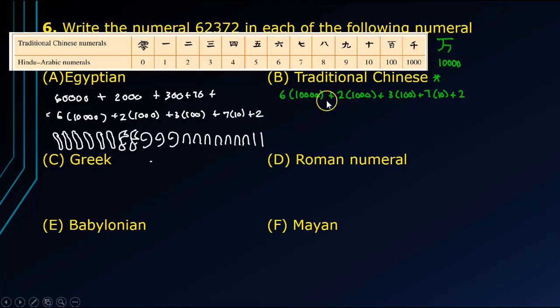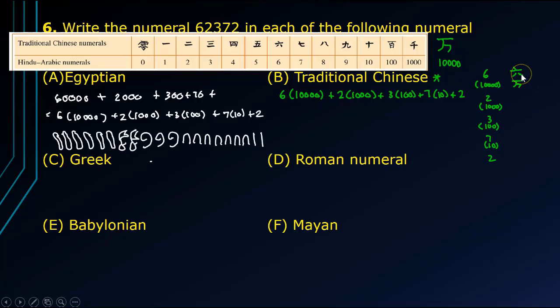I'm going to write a 6, and then the symbol for 6, and then the symbol for 10,000. The symbol for 2, and then the symbol for 1,000. The symbol for 3, and then the symbol for 100. The symbol for 7. So down the line. And that's where I get these symbols here. 6 is this symbol here.